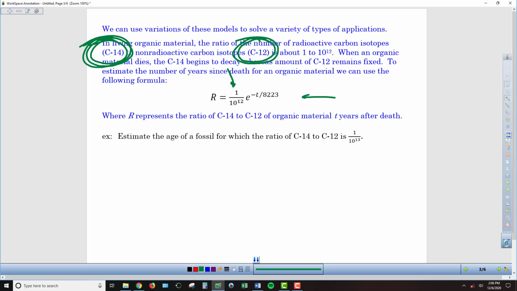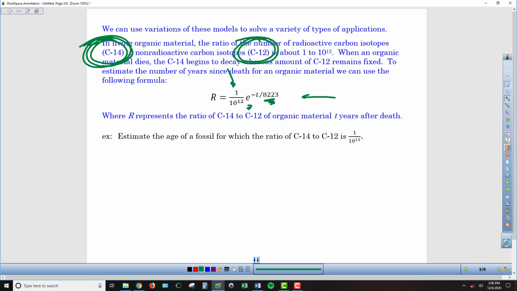We do have some coefficient here, 1 over 10 to the 12th. We've got our natural base e, and then we have a negative in front of the variable along with this b value of 1 over 8223, which is unique for this particular type of carbon. In the case of some other radioactive material that decays faster or slower, the coefficient out front and this number will be different. But for the decay of this carbon-14, this is the model equation that we can use.